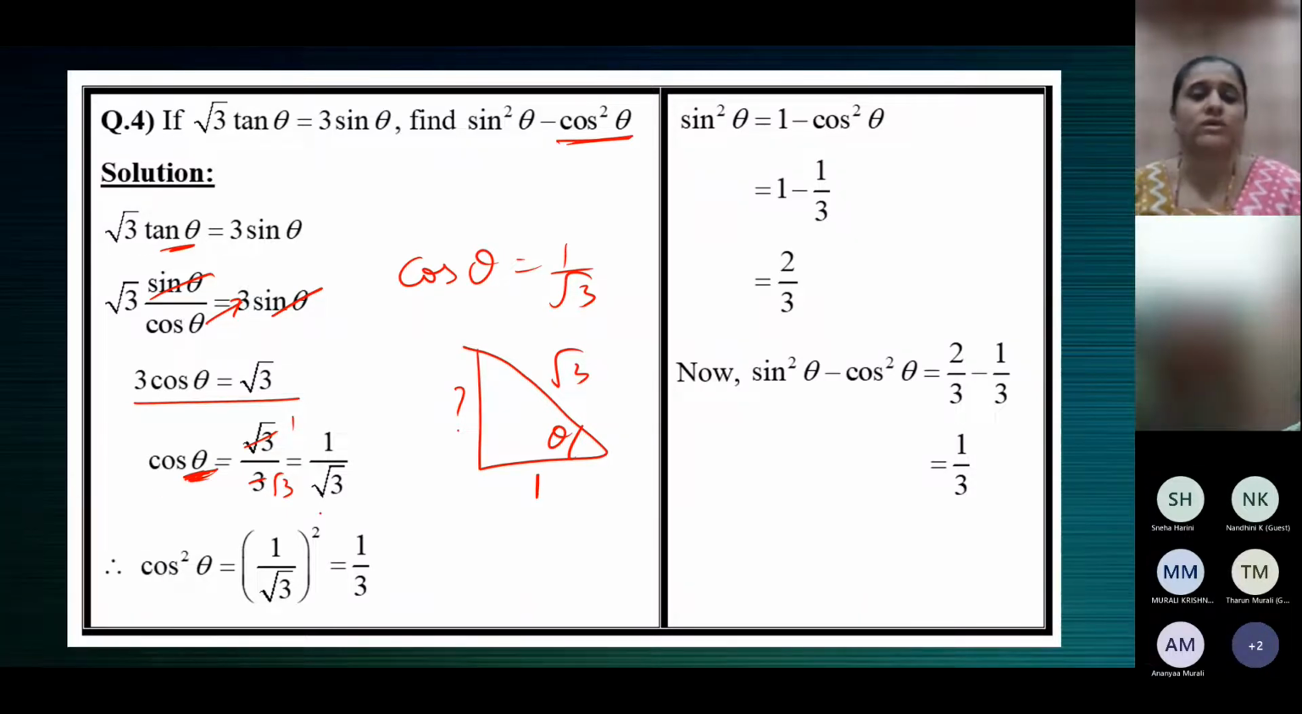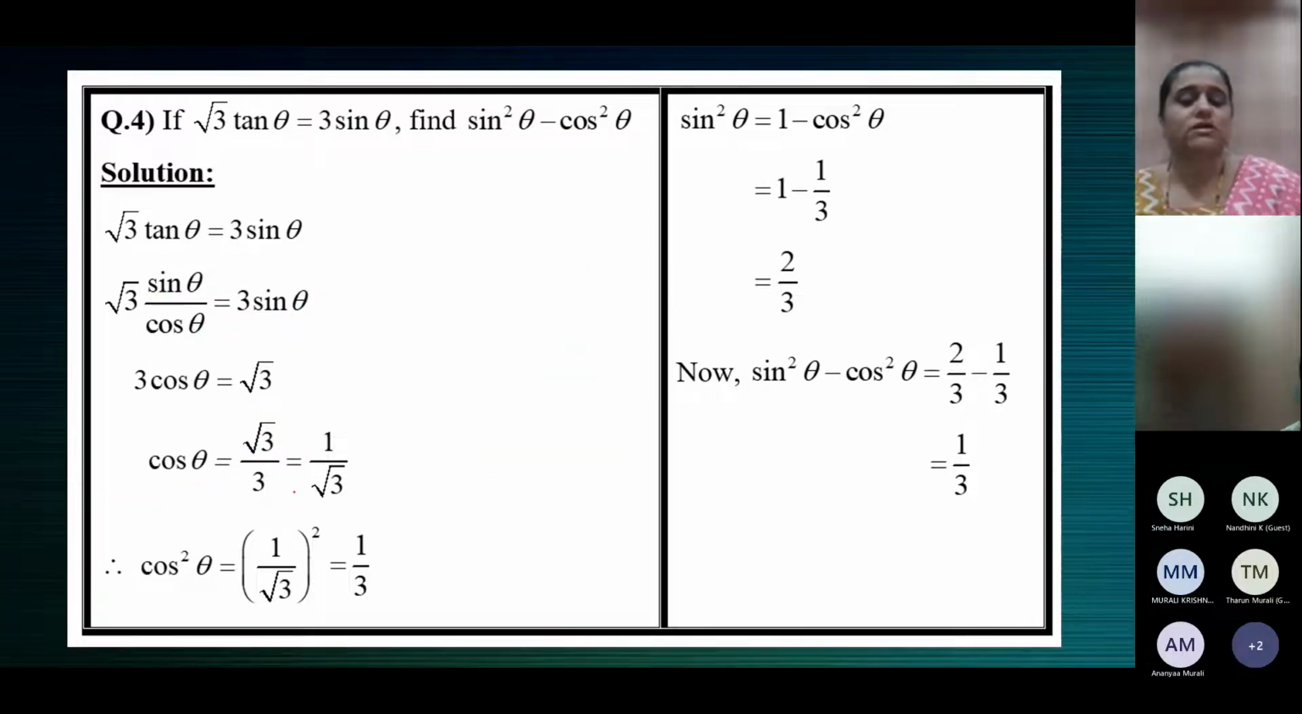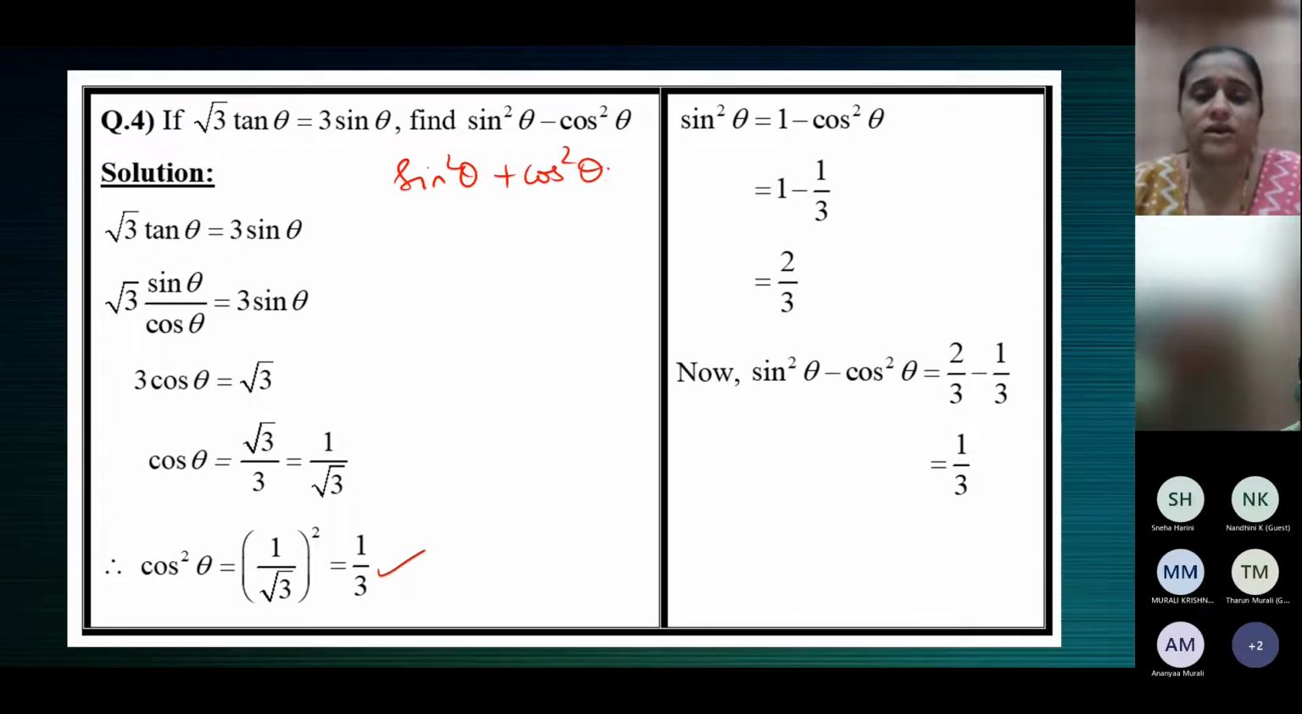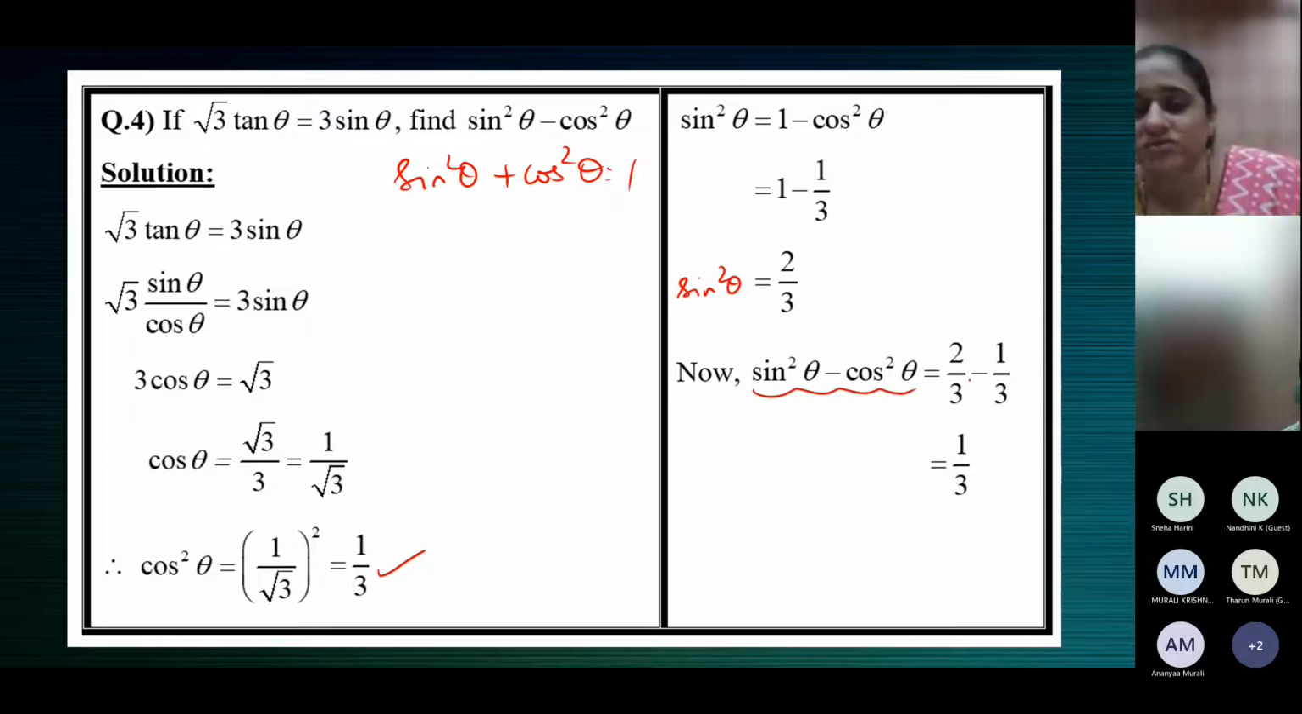So you know cos theta is equal to 1 by root 3. So you can use a right triangle and find sin theta. I have just squared it and I got the value of cos square theta. Cos theta is 1 by root 3, so cos square theta is 1 by 3. Using cos square theta and the identity, I found sin square theta, because we know sin square theta plus cos square theta is 1. So substituting here, I found the value of sin square theta, which is 2 by 3. Now sin square theta minus cos square theta is 2 by 3 minus 1 by 3, which is 1 by 3.